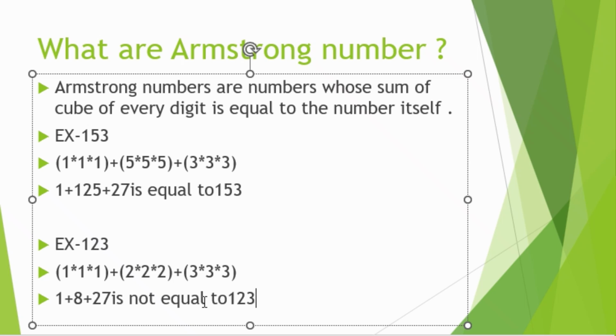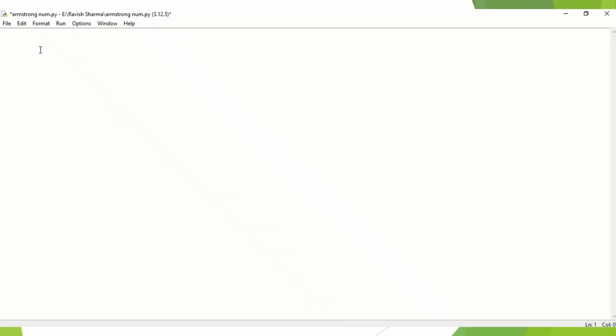Let's write the code to check whether a number is an Armstrong number or not. So here we have a blank sheet in Python in a script mode, which is saved by the name armstrongnum.python file. So let's start writing our code.